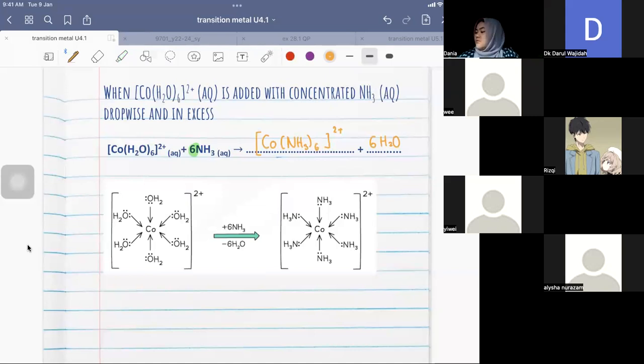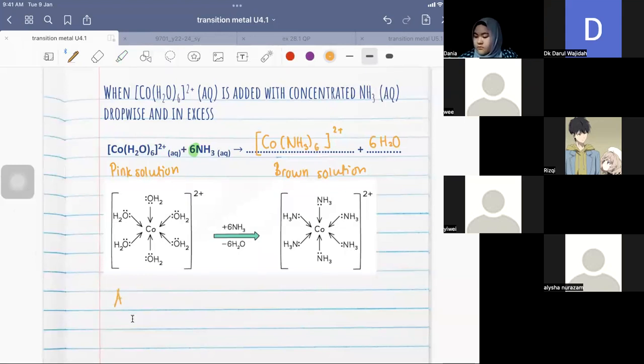So the change in color would be from pink solution to brown solution. Also, don't confuse this with copper, because copper with 4 ammonia molecules would be a deep blue solution. This is an example of a whole ligand substitution. That means all the 6 water molecules in the original complex ion have been replaced by 6 molecules of ammonia.